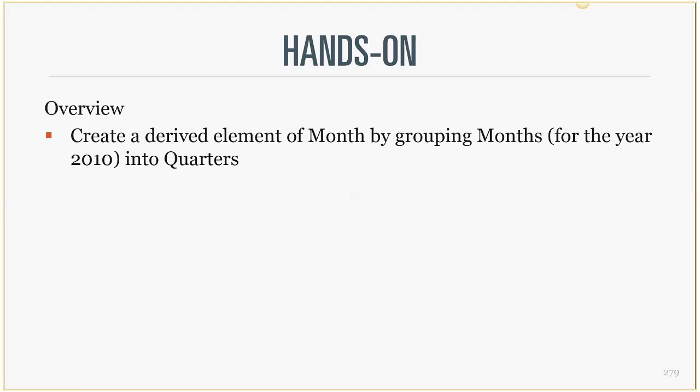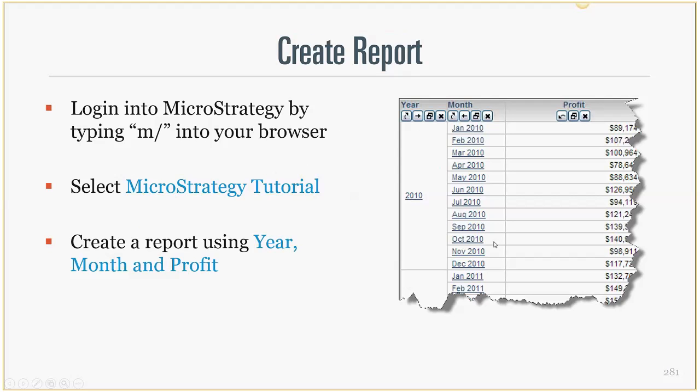Now let's go ahead and create one derived element. There is nothing more to explain about it. It will be more clear once we do the hands-on. So in this exercise, we're going to create a derived element of month by grouping the months for this specific year into quarters.